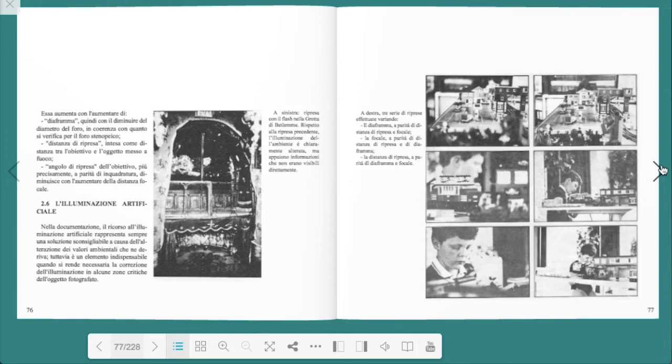Page 77. On the right, 3 series of shots taken by varying the diaphragm, with the same shooting distance and focal length. The focal length, with the same shooting distance and aperture. The shooting distance, with the same aperture and focal length.